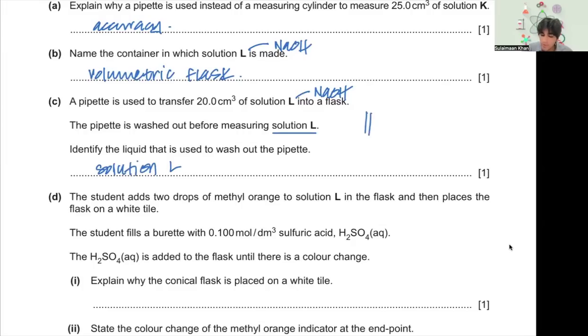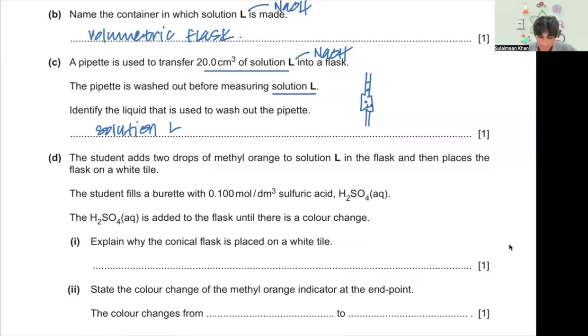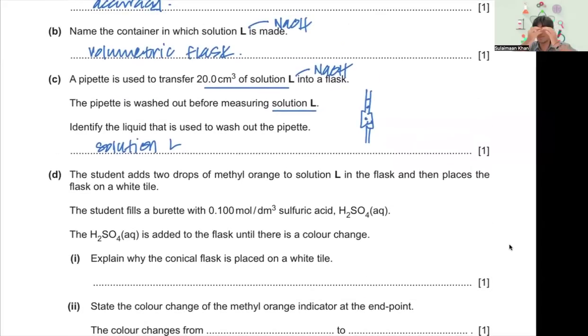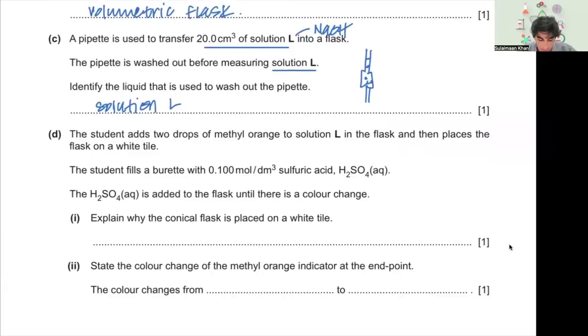Why? Because you want to figure out the concentration, right? If you wash it with distilled water, logically socho, there may be some water droplets left behind. And if they are left behind, then that would dilute the concentration of solution L. So you also have to wash it with solution L before you take 20 cm cube out of it, to ensure that the concentration of solution L is not diluted.